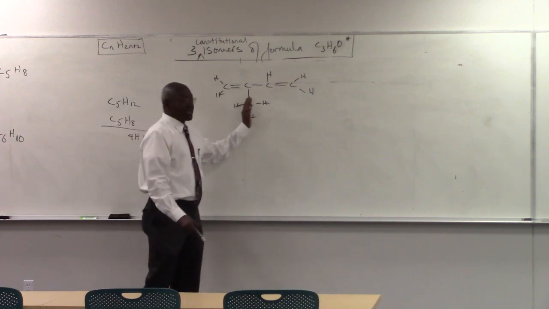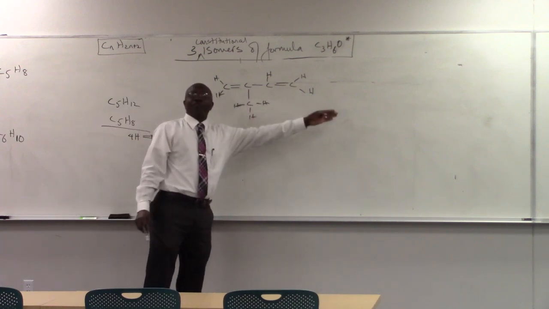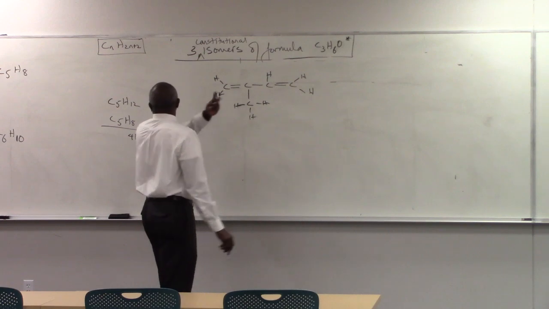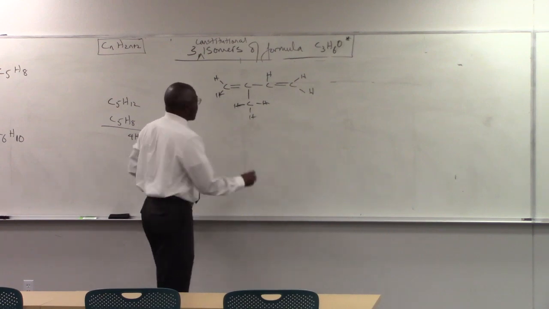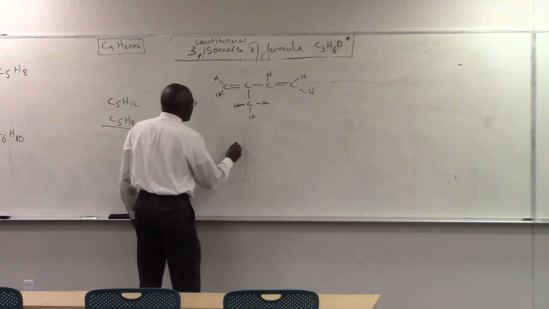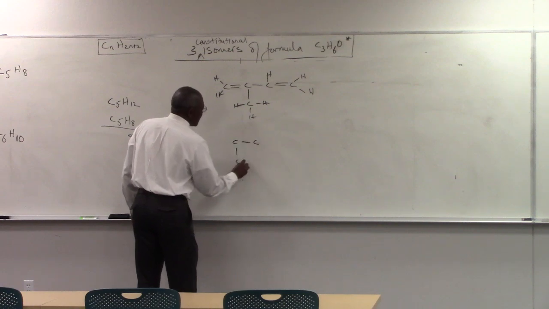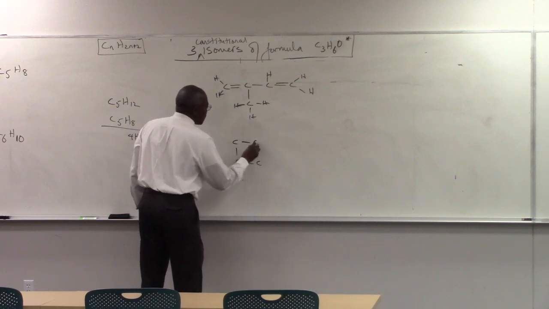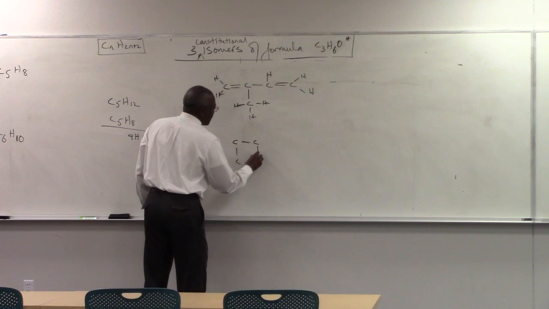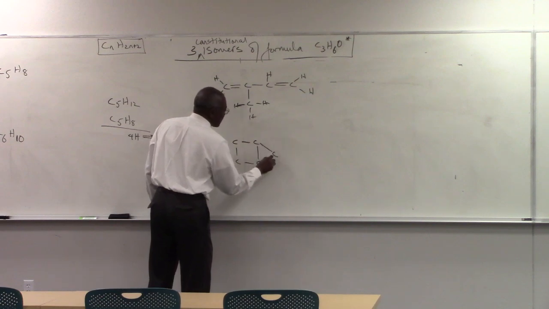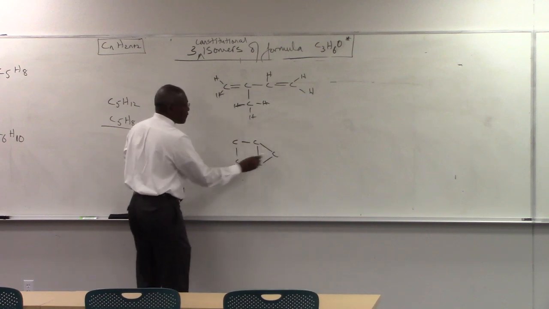You could have drawn the carbons all in a straight line. So that's 2 double bonds. So I want 2 rings. So I can say C, C, C, C. That's 1, 2, 3, 4, 5. That's 2 rings.